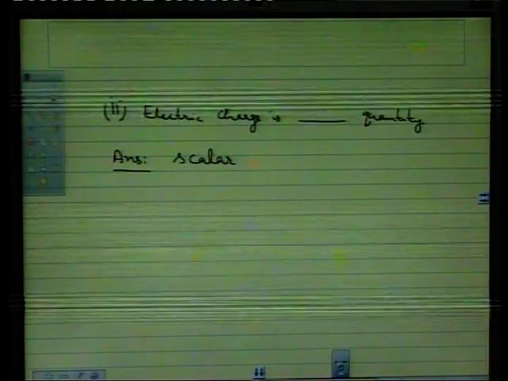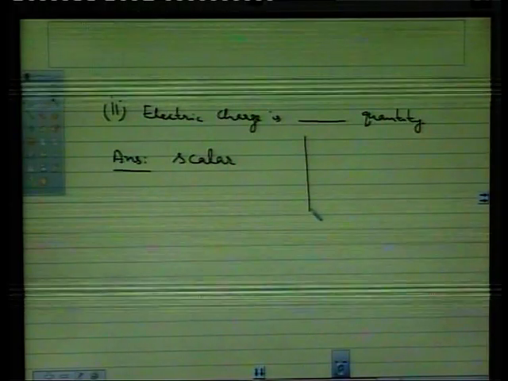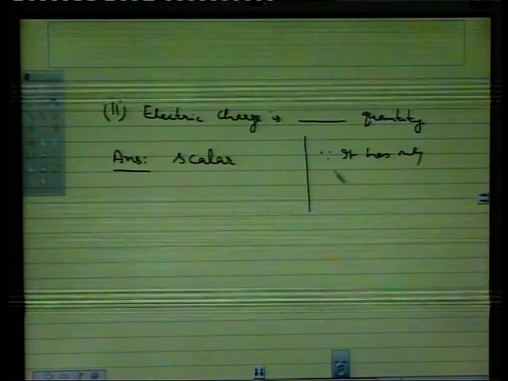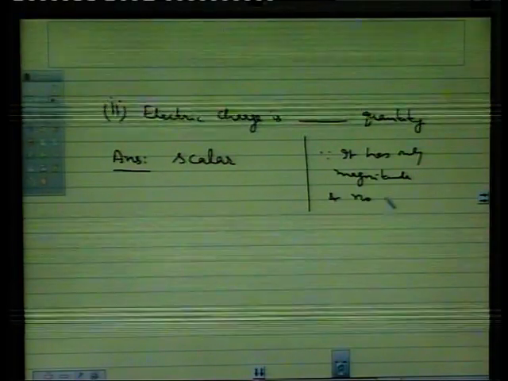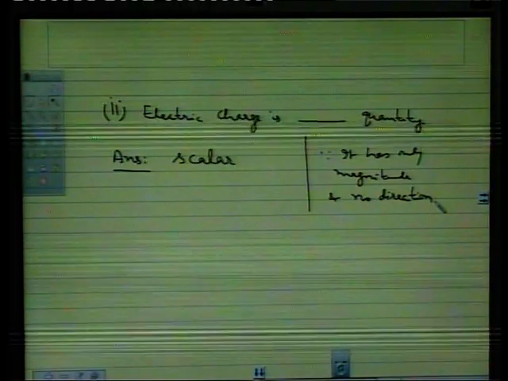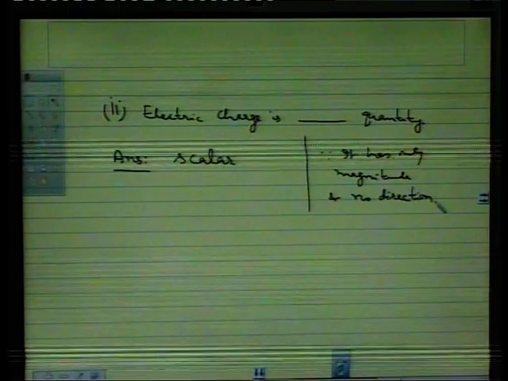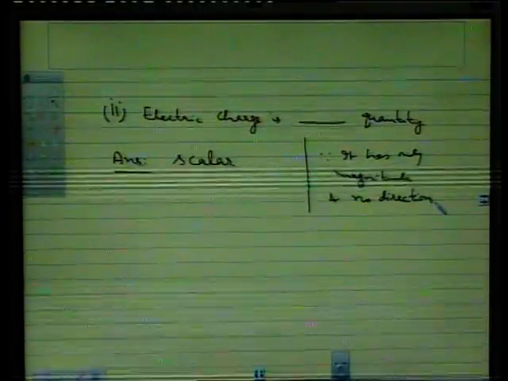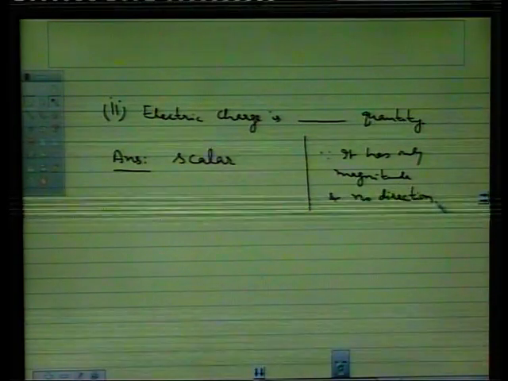You must know why it is scalar, not to write, only for your understanding, because it has only magnitude and no direction. We must know why the answer is scalar, why it is not vector. If the question was, electric field is dash quantity, then what will be the answer? Electric field is a vector quantity, because electric field has both magnitude and direction, but here it will be scalar.